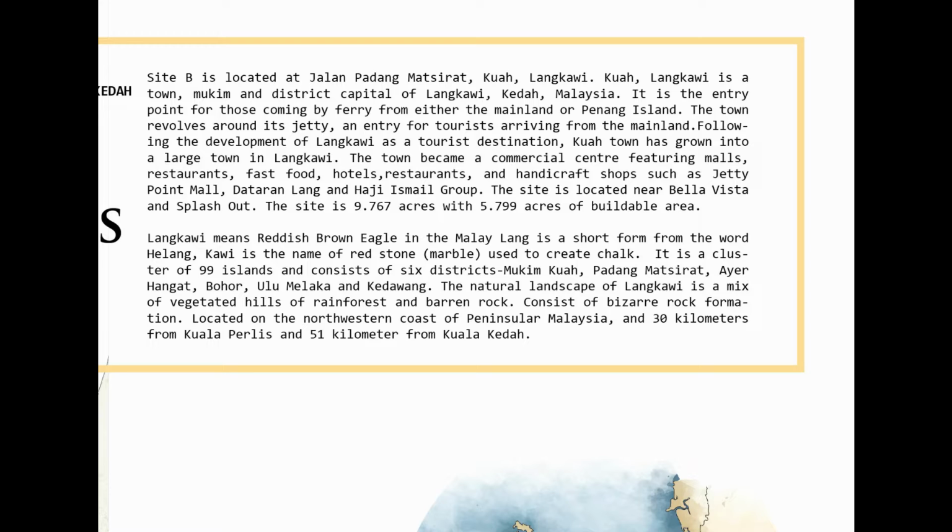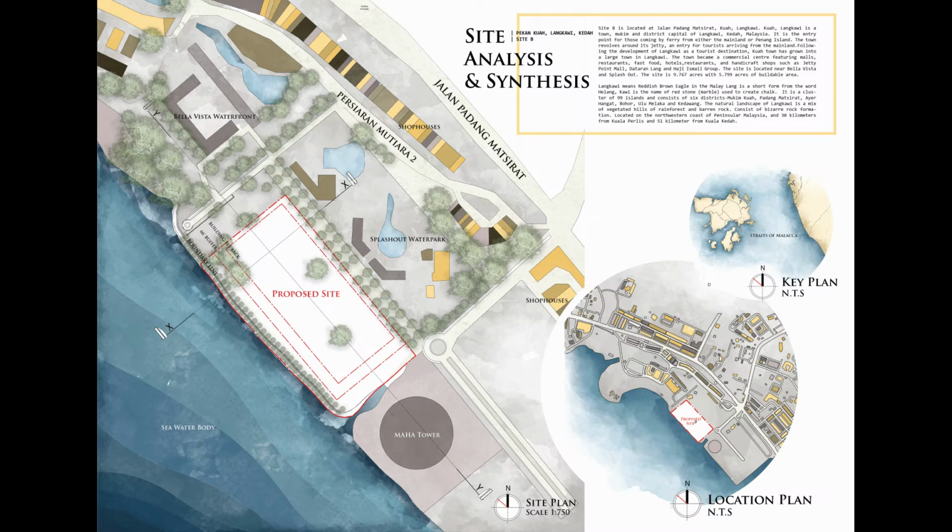The circulation to Langkawi can be 30 kilometers from Kuala Perlis and also 51 kilometers from Kuala Kedah. For the site background information, the site is located at Jalan Padang Matsirat, Kuah, Langkawi. Kuah is a district and the capital town in Langkawi. Kuah Town is also known as a tourist commercial center.